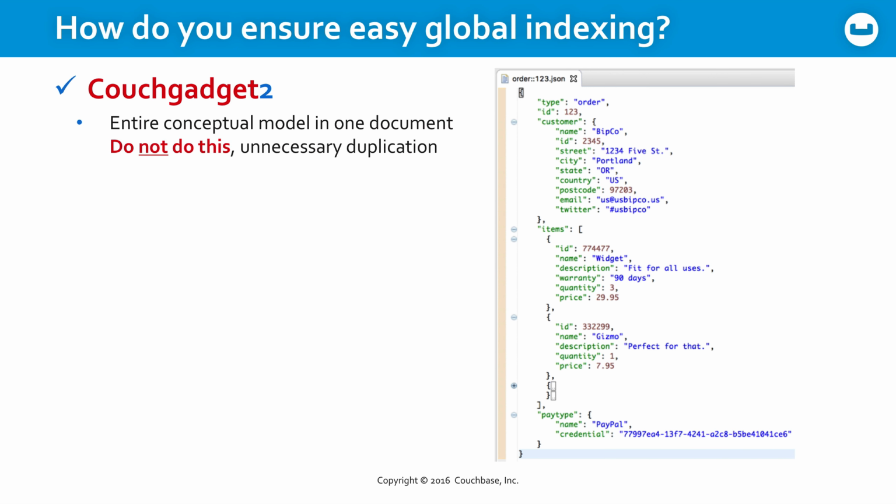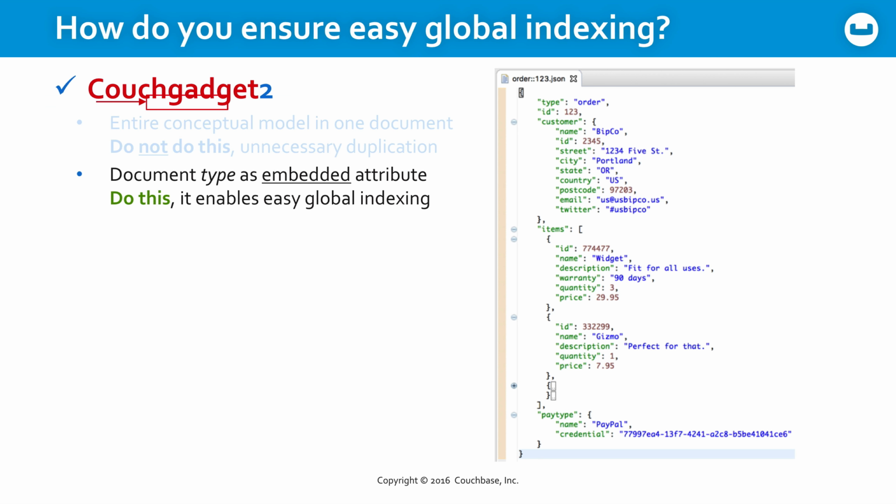Now in Couch Gadget 2, in our second implementation, there's really only one change. It's still the entire model in one document. You shouldn't do that. But we've made a fundamental change. Instead of nesting the entire document in a single root attribute to indicate the type, the document has all of its attributes at the top level, barring further nesting, such as in the items array, and we've added an attribute of type to indicate the general type of this particular document.